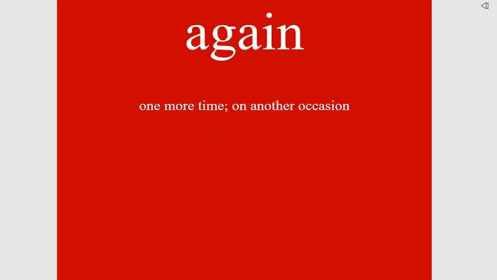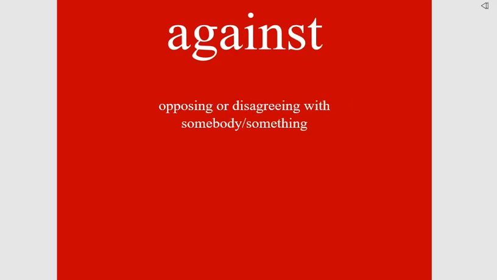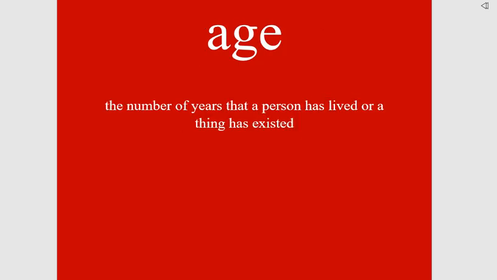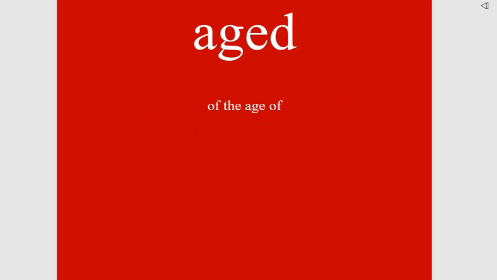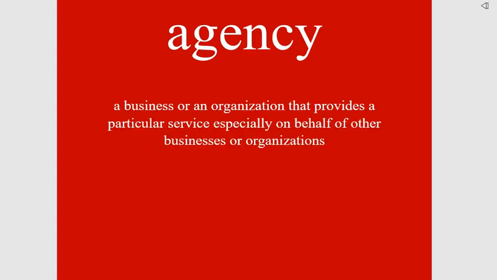Again. One more time, on another occasion. Against. Opposing or disagreeing with somebody/something. Age. The number of years that a person has lived or a thing has existed. Aged. Of the age of. Agency. A business or an organization that provides a particular service especially on behalf of other businesses or organizations.